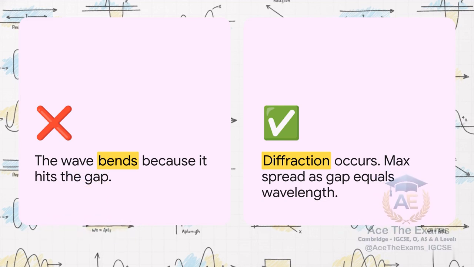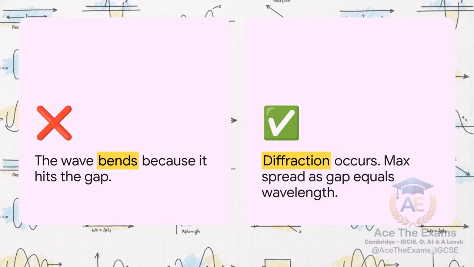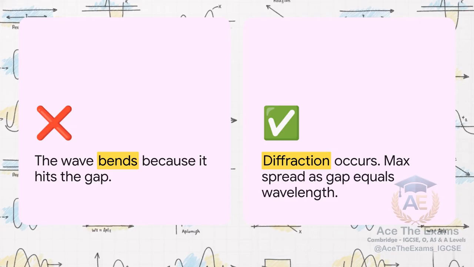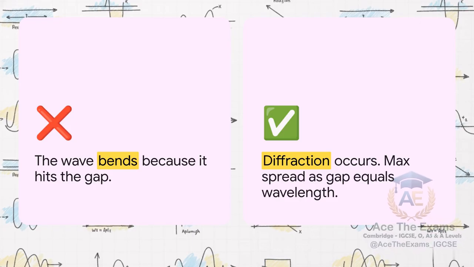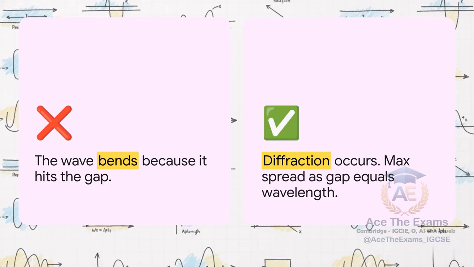Concept, diffraction. Evidence, passing through the gap. Scientific reasoning, gap size equals wavelength. Examiner wording, wavefronts, maximum spread. That beautiful alignment is your ticket to full marks.